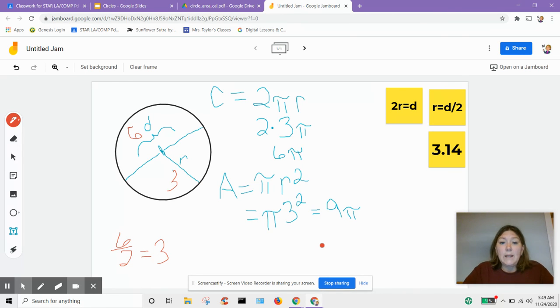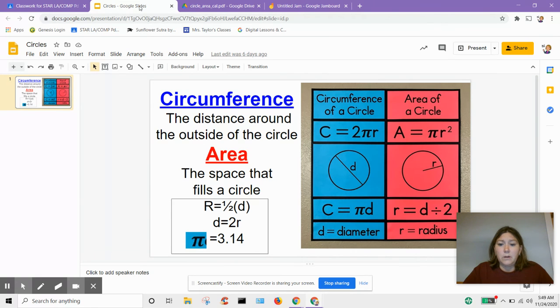So now what I would like you to do today, but before I show you, these are the notes that we have in your Google Classroom already, and I'm going to be reposting it with this Edpuzzle so that you have quick access to it. Circumference of a circle, 2 pi r. Area of a circle, area equals pi r squared. Radius is diameter divided by 2. Let's always remember that.